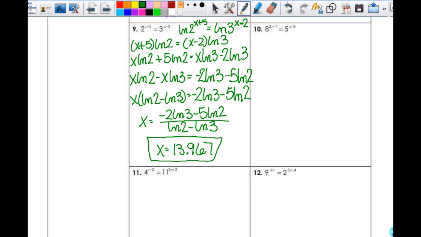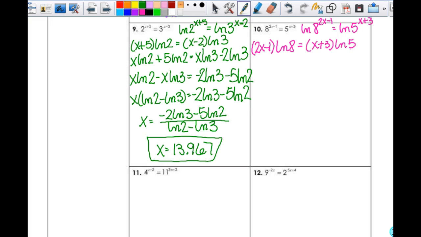All right, we're going to do 10 together, and then I'll have you do one, and then we'll be done. All right, so these are isolated. Take the log of both sides since they don't have the same base. So the natural log of 8 to the 2x minus 1 equals the natural log of 5 to the x plus 3. Exponents come out. 2x minus 1 times the natural log of 8 equals x plus 3 times the natural log of 5.